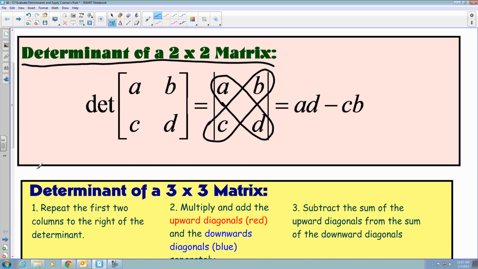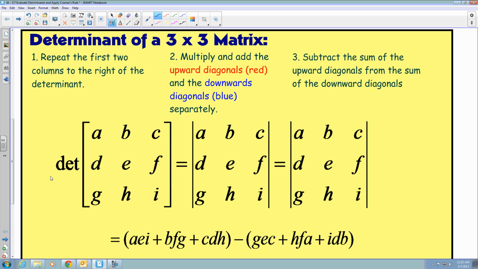With a 3 by 3, it's a little bit more complex. So here's how I'm going to show you. This is the general formula, but once I show you what you have to do, it isn't really all that bad. First, when you find the determinant of a 3 by 3 matrix, you repeat the first two columns to the right of the determinant. But what I like to do is write my determinant twice. So here is the determinant written once, and here's the matrix written twice.